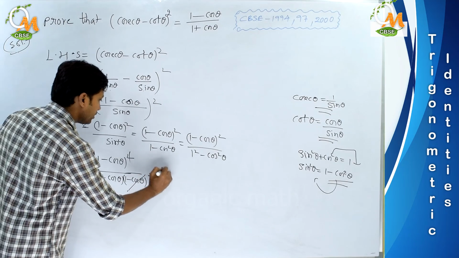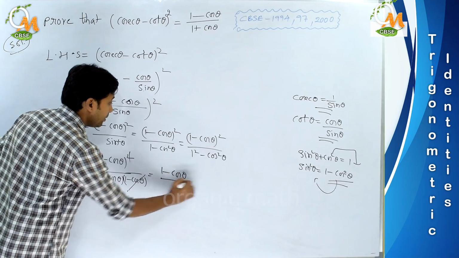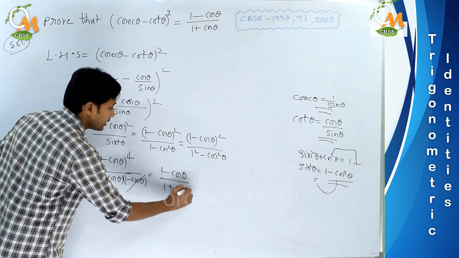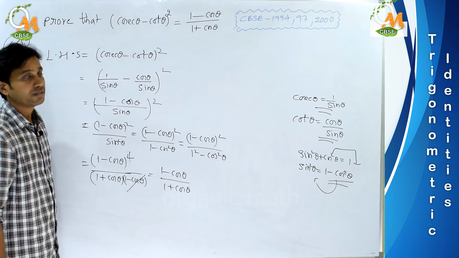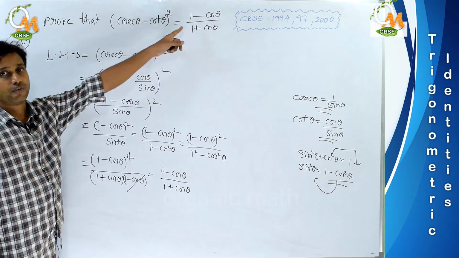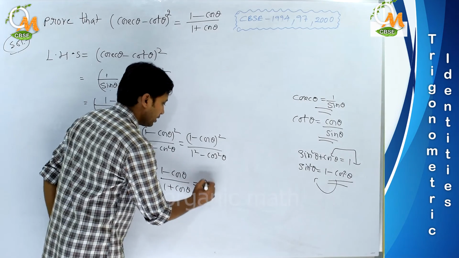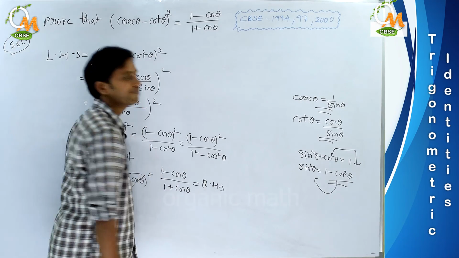So that would be how much? 1 minus cos theta by 1 plus cos theta. Did we obtain our required result or not? Yes, we obtained it. So therefore we got the RHS.